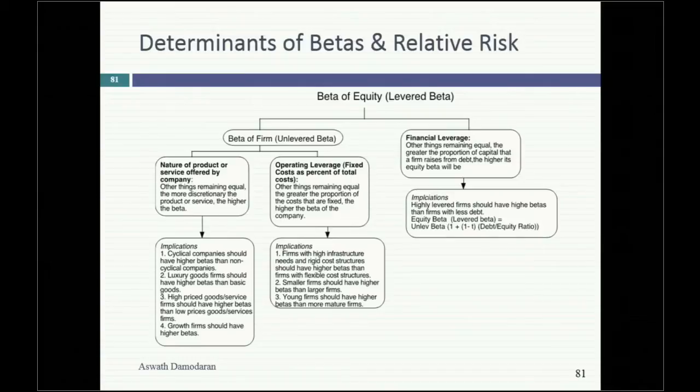So if you're in a sector with a lot of fixed costs, airlines, steel, infrastructure, you should have higher betas than if you're in a business where there are very low fixed costs. So again, start thinking about real companies. Will that company have a high beta or a low beta? Third and final factor.